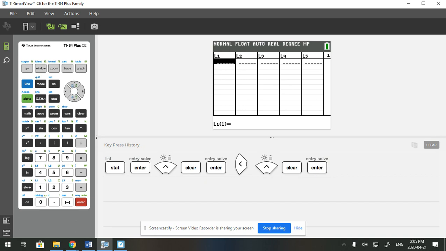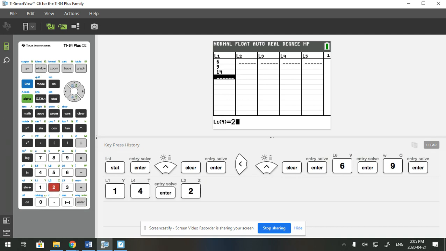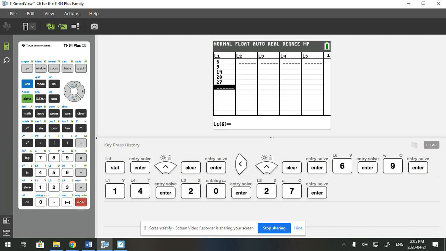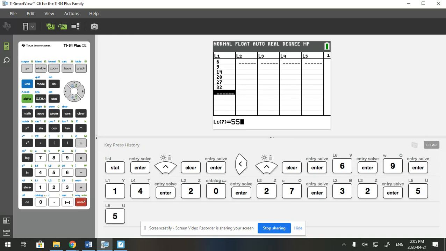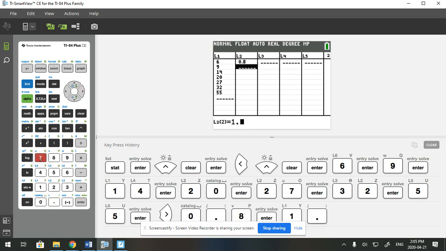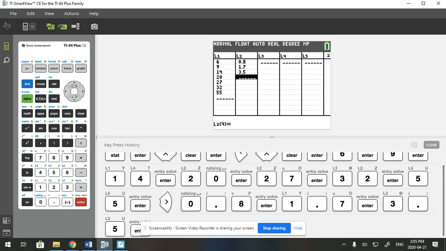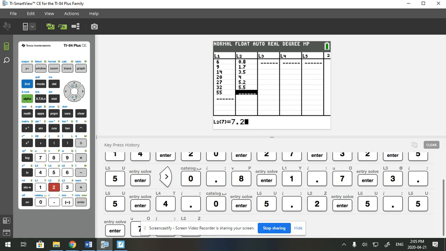Okay, now we're going to start with our list 1 values. Always your x values go in list 1, and your y values go into list 2. So here I have 6, 9, 14, 20, 27, 32, 55 in my list 1. Then I'm going to move over to list 2 and enter in those values. Make sure you enter them in carefully. If you make a mistake typing them in, it'll change your equation.